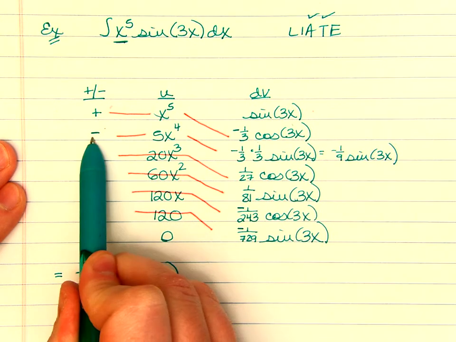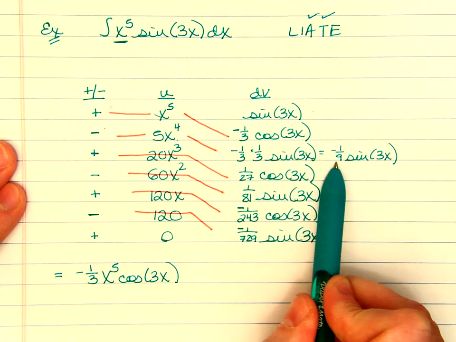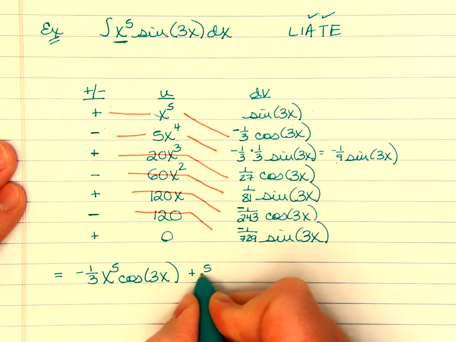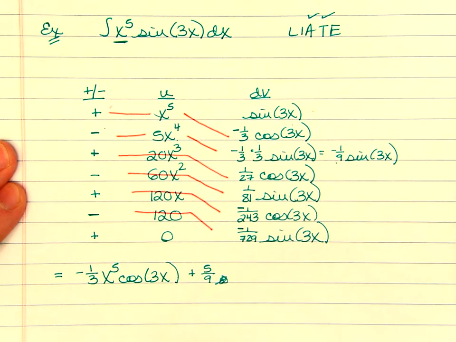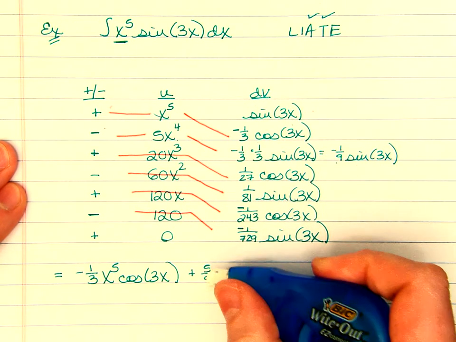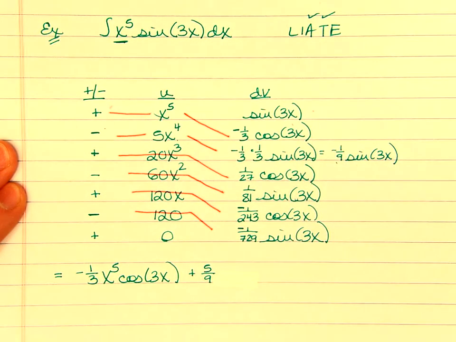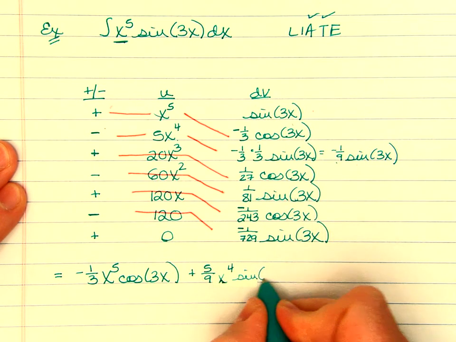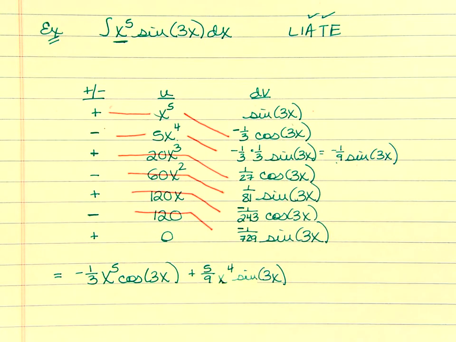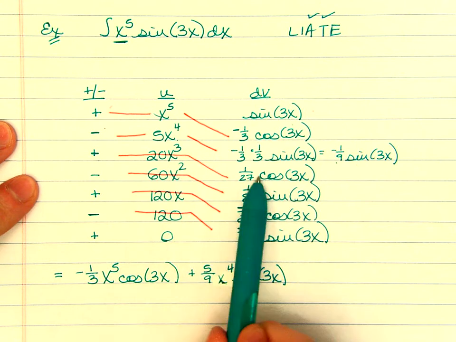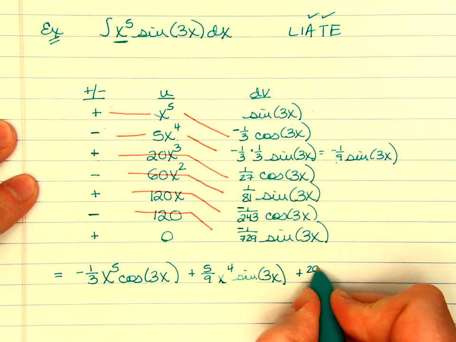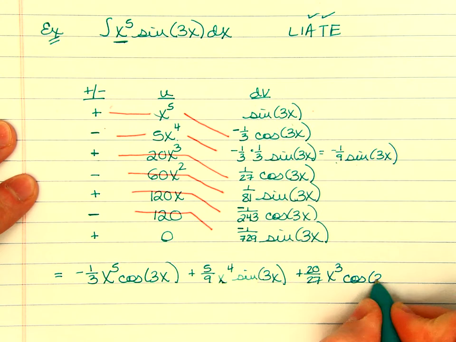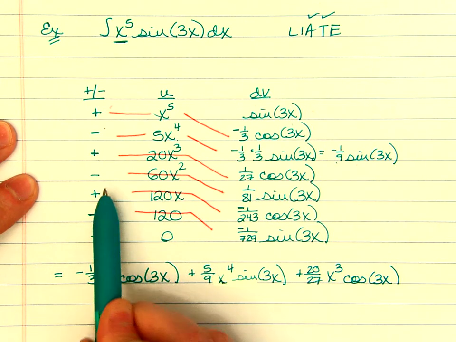A negative times 5x to the 4th times negative 1/9 sine 3x, while a negative times a negative will give you a positive. And I'm going to get 5/9 x to the 4th times the sine of 3x. A positive, a positive, a positive. I'm going to get plus 20/27 x cubed cosine 3x. A minus, a positive, a positive.